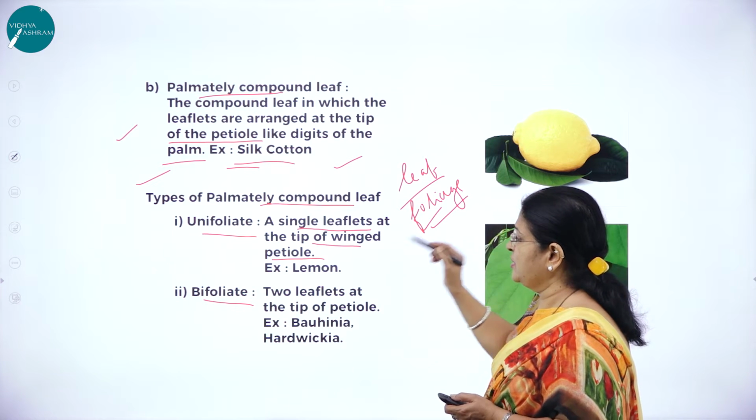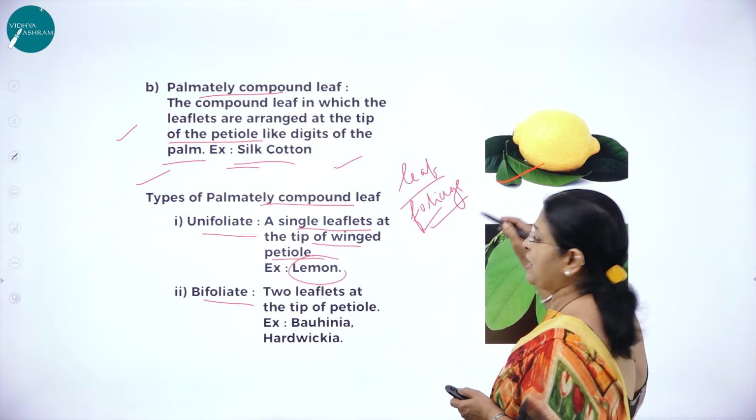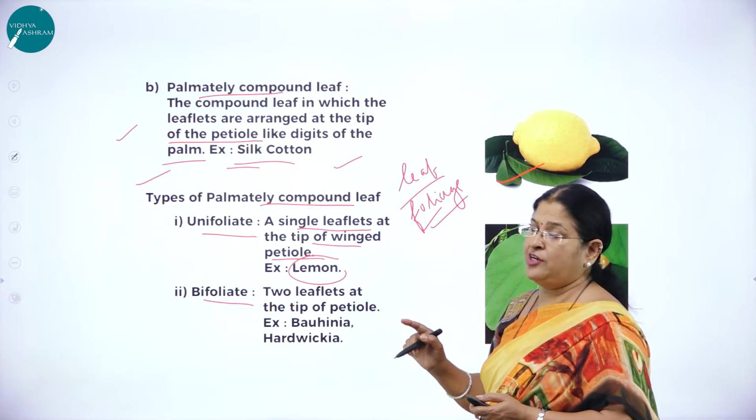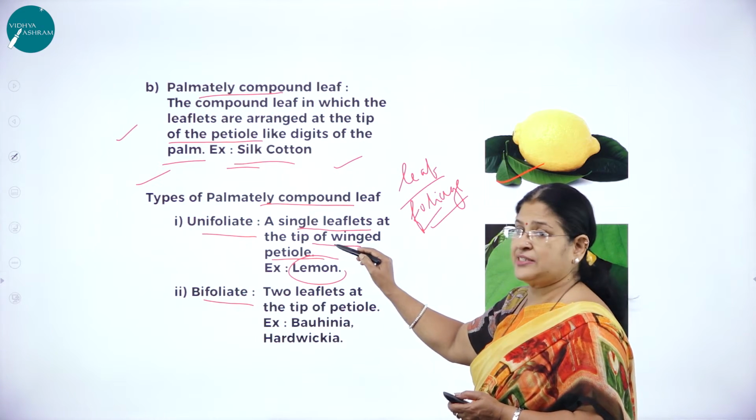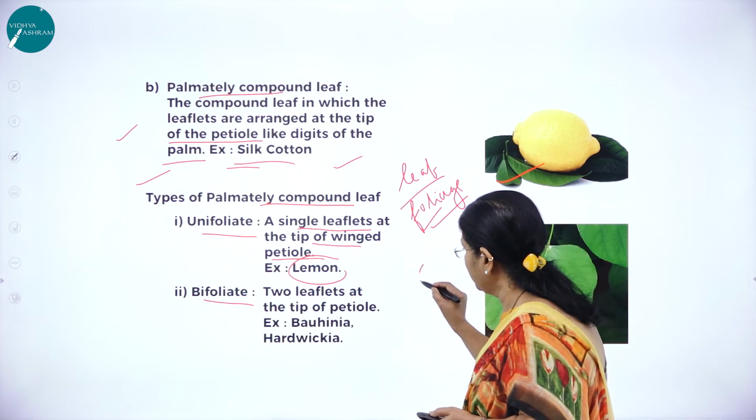Usually what I come across in lemon. Have you ever observed a lemon leaf? If not, you observe it. So you'll see how it is arranged. A single leaflet at the tip of the winged petiole. You can see like this.